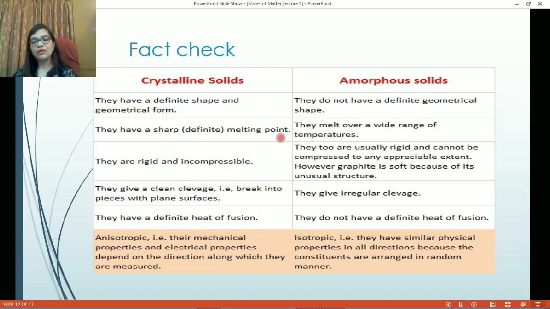Now in case of amorphous solids, everything is the opposite. They do not have a fixed geometrical shape. They will melt over a wide range of temperature. They are not going to show a peak of melting point, and they are compressible, and they will not have a definite heat of fusion.